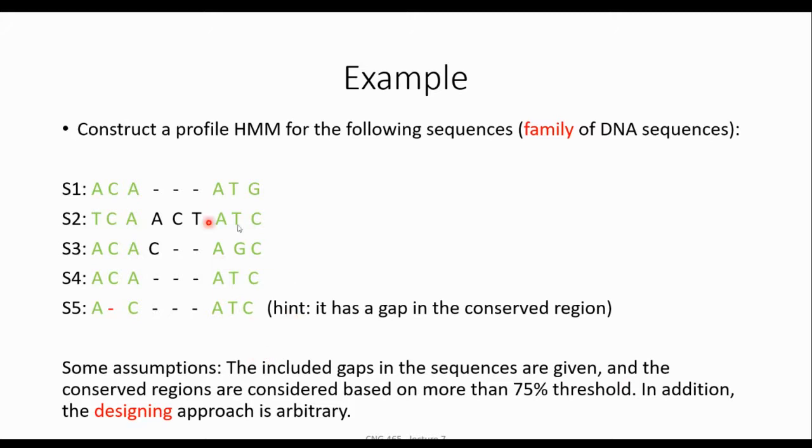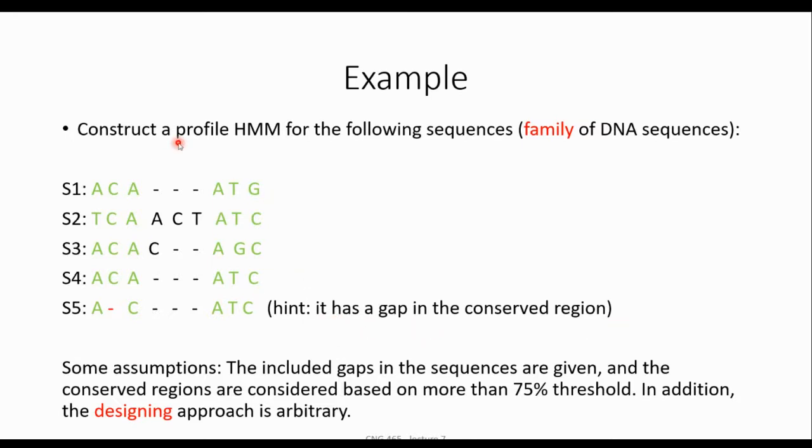So the design is actually arbitrary, as we mentioned here, but we are giving some rules so that by obeying them, the results will be pretty much the same. Because if we don't obey them, then maybe you are not designing a correct profile HMM. That's why there should be some limitations, and based on that, we can design a perfect profile HMM. And by the way, there's a hint here. It has a gap in the conserved region.